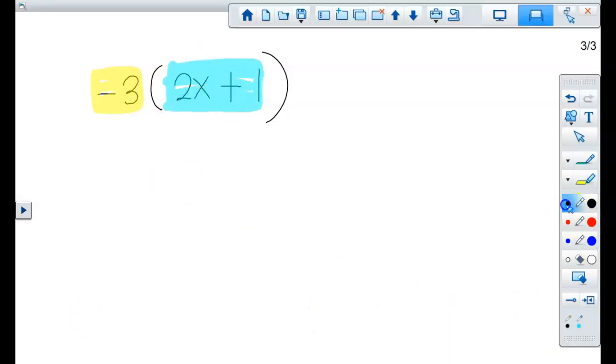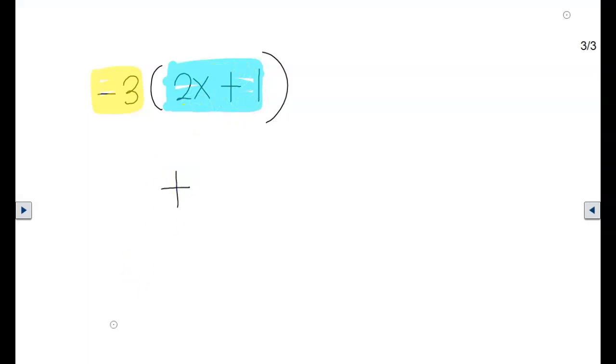Now, the way I showed you to do this yesterday was to come up here and look for your plus or minus sign and write it down. So the first thing I always wrote down in my answer was that sign. Then we do negative 3 times 2x. Negative 3 times 2 is negative 6. Reattach x. And then we did negative 3 times 1, which gave us negative 3.